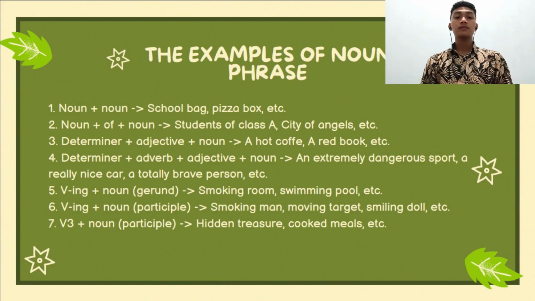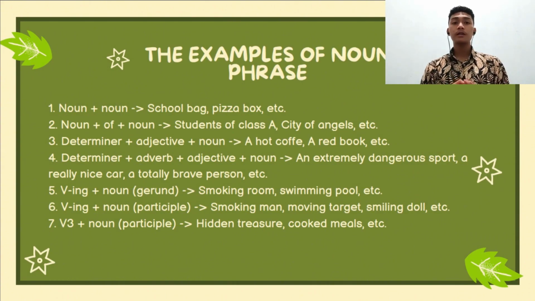Number 4, determiner plus adverb plus adjective plus noun. For example, an extremely dangerous sport. An is the determiner, extremely is adverb, dangerous is adjective, and sport is noun. Number 5, verb ing plus noun. In this point, there are two types. The first one is as a gerund, and the second one is as a verb participle.